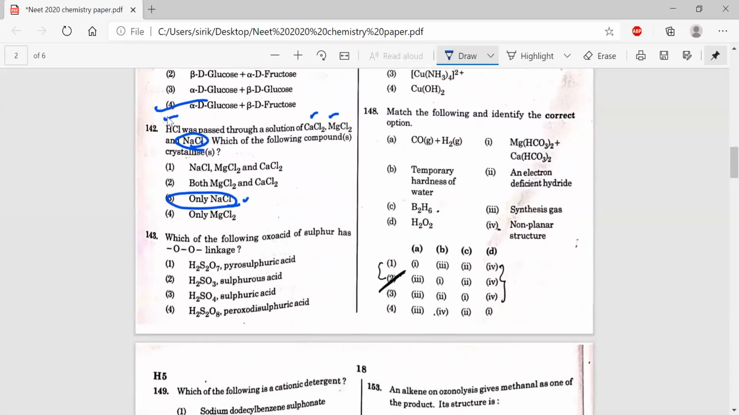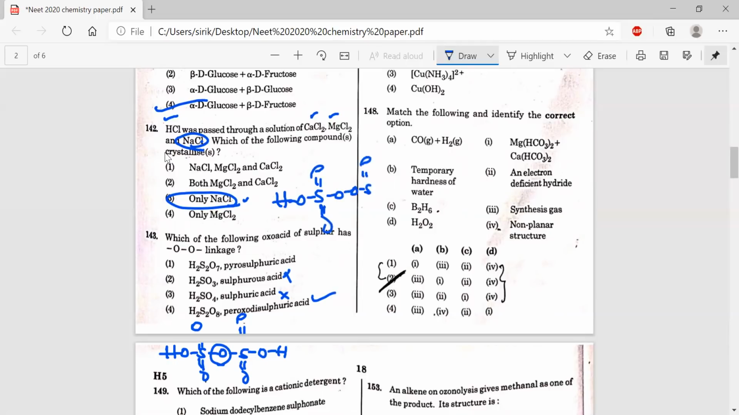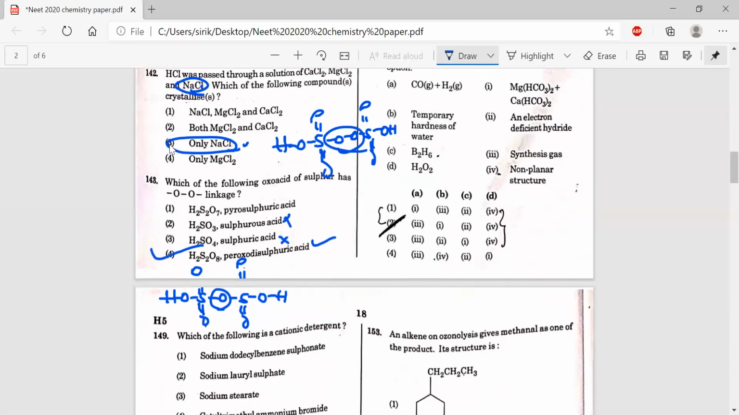Which of the following oxo acids of sulfur has an O-O linkage? Just draw the structures of all. H2S2O7, pyrosulfuric acid. Let's see the structure here, with one more double bond O, double bond O. This is the structure of H2S2O7, and it does not have an O-O linkage. H2SO3 and H2SO4 also won't have it. And H2S2O4. H2S2O8 has a peroxy linkage, peroxy linkage. This is my option.